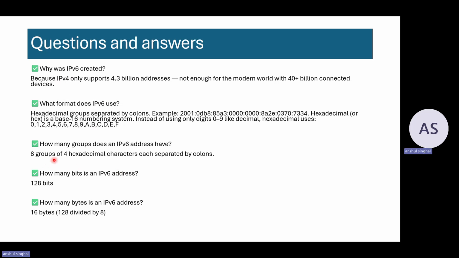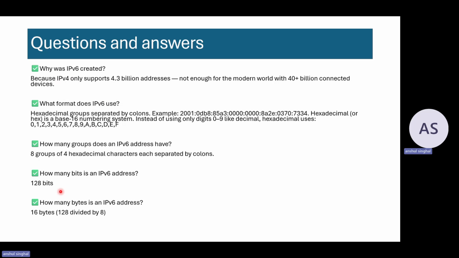IPv6 addresses are 8 groups of 4 hexadecimal characters, wherein each group is separated by a colon. If you look at this example, it is 2001 colon 0DB8 colon 85A3, and then finally we have 7334 at the end. So it has 8 different groups of hexadecimal characters, and each group is separated by a colon. Then, how many bits is an IPv6 address? It is 128 bits.